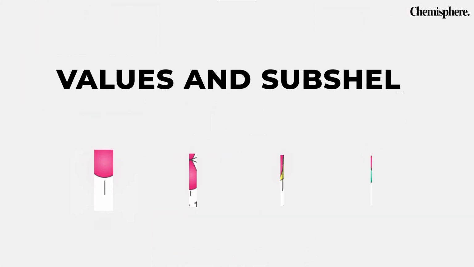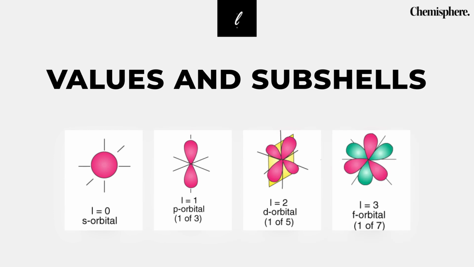The values of azimuthal quantum number also denote the subshell any electron is in. For example, if L is equal to 0, it corresponds to S subshell. If L is equal to 1, then the electron corresponds to P subshell. If L is equal to 2, then it corresponds to D subshell, and if L is 3, then it is F subshell.